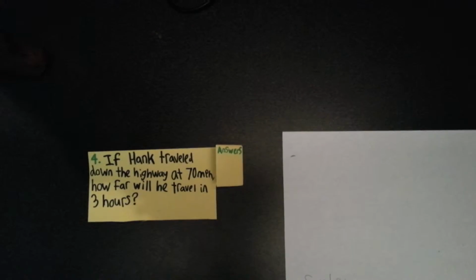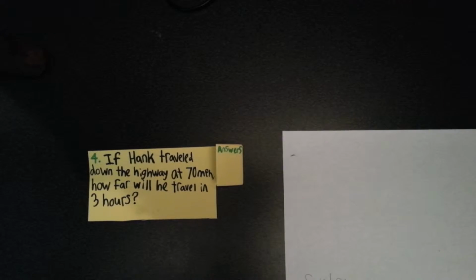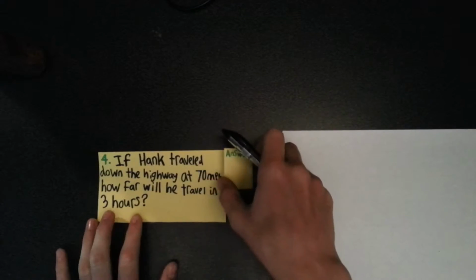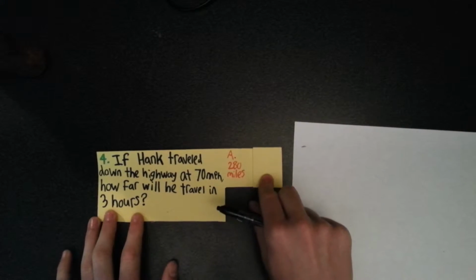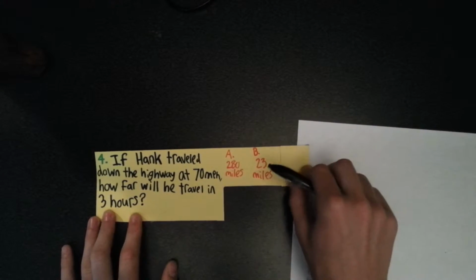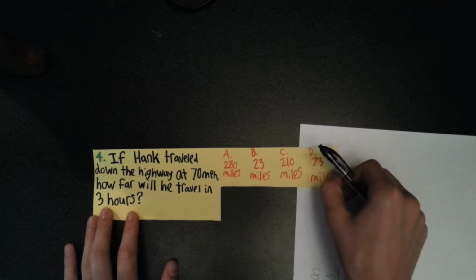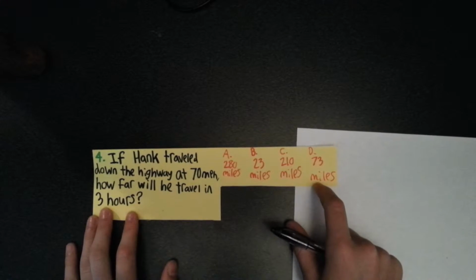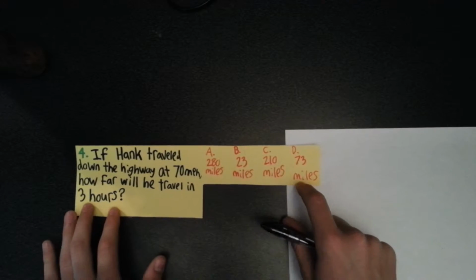Question number 4. If Hank traveled down the highway at 70 miles per hour, how far will he travel in 3 hours? Is the answer A. 280 miles, B. 23 miles, C. 210 miles, or D. 73 miles?